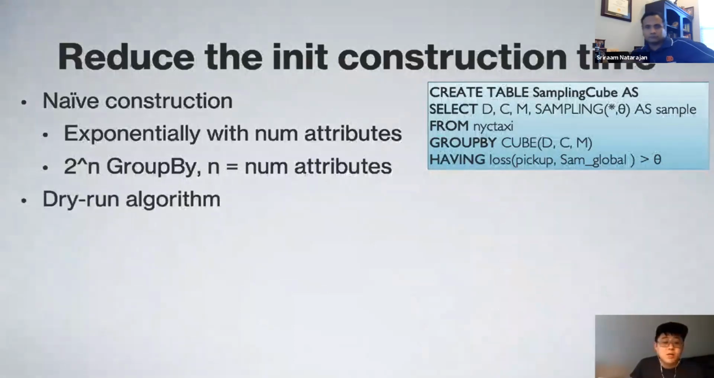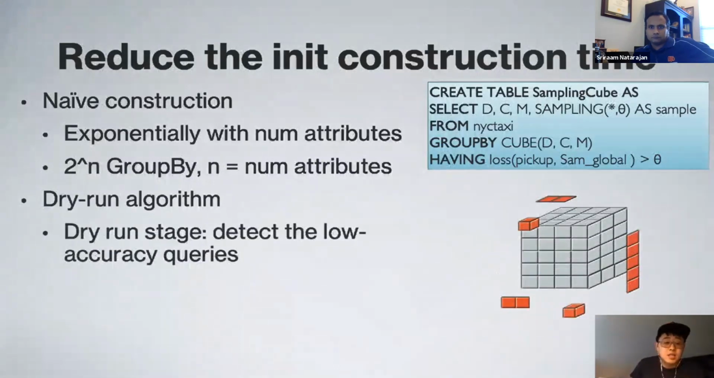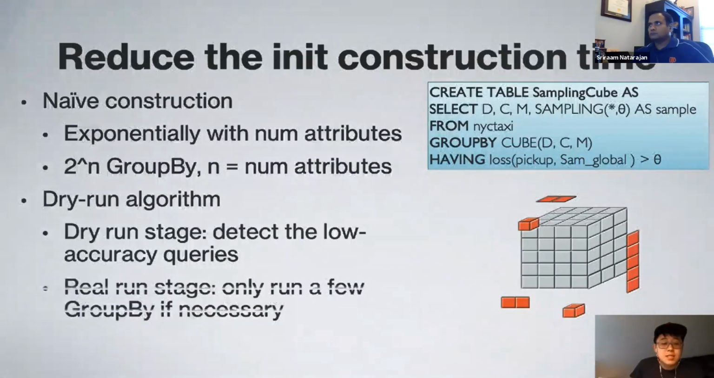In Tabula, we equip more efficient algorithms to build this cube efficiently and quickly. We call these algorithms the dry run algorithms. It has two stages. In the dry run stage, it quickly detects low accuracy queries, which are the red color cells in this hypercube. In the second stage, which is the real run stage, it only runs a few group by queries when necessary to materialize local samples for low accuracy queries.